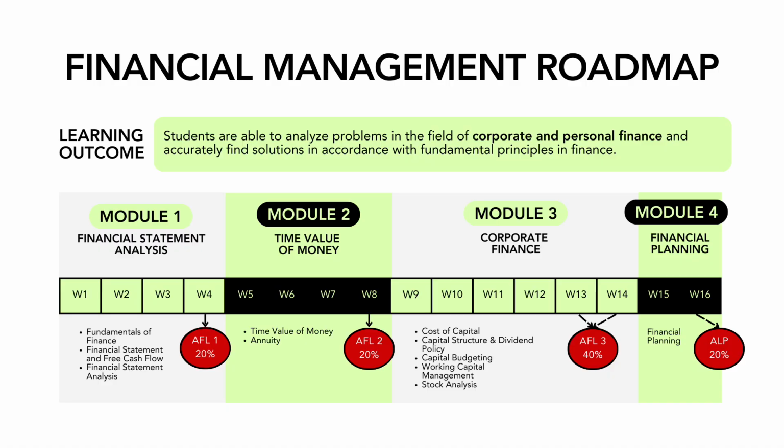The third module is corporate and also personal finance. This module will be delivered from week 9 to week 14. The topics include cost of capital, capital budgeting, capital structure, dividend policy, working capital management, and of course, basic stock analysis. At the end of this module, there will be 2 assessments. The first assessment is an individual quiz regarding corporate finance, and the second one will be an individual stock analysis report.